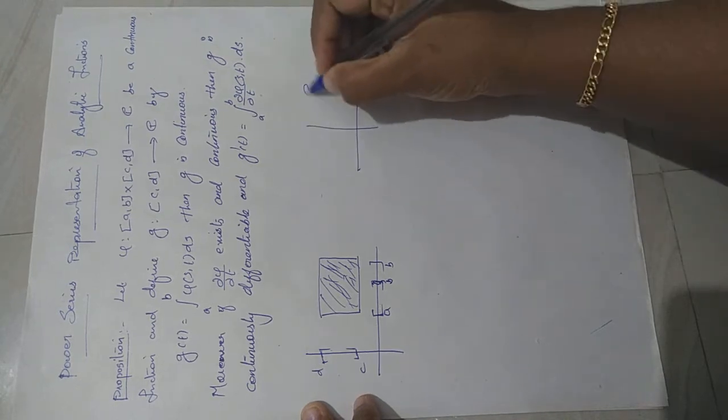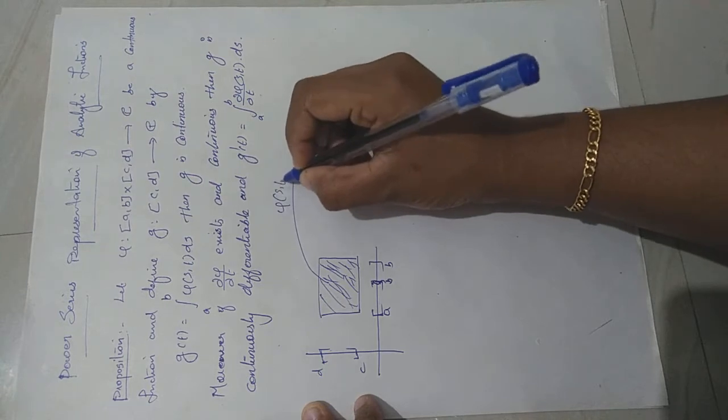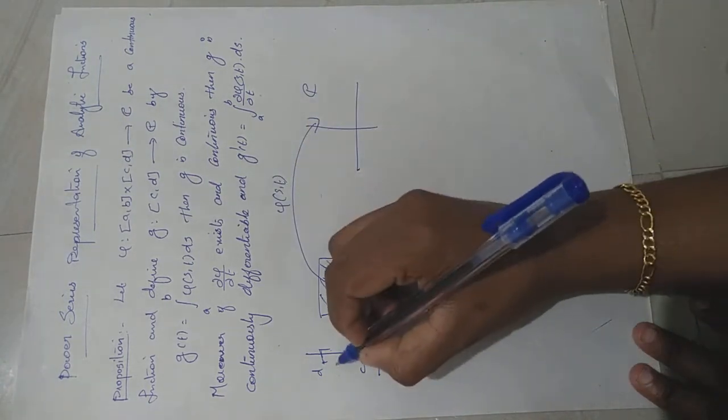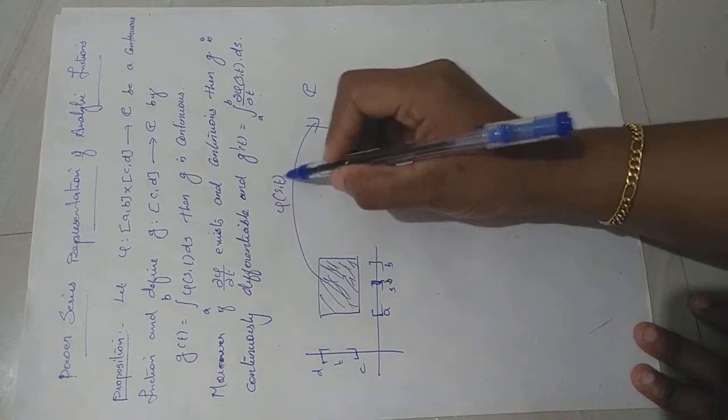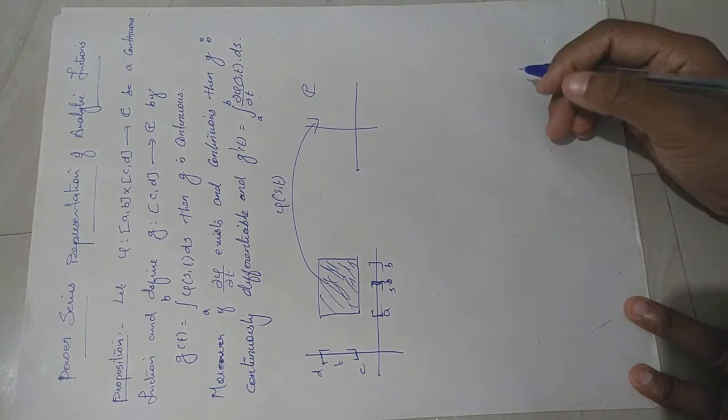Suppose this is our complex plane C, then this function is psi of (s,t) because it is a two variable function. Right, s is varying here and t is varying here. Therefore, psi of (s,t) is a well-defined function. Okay, so we assume that this is a continuous function.